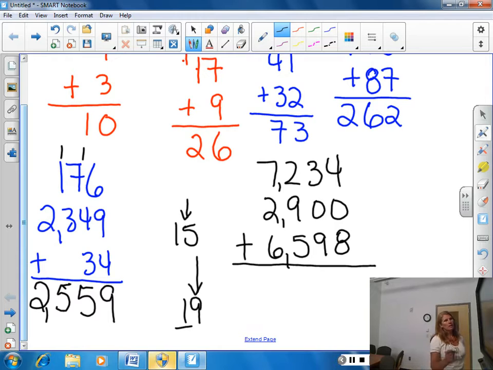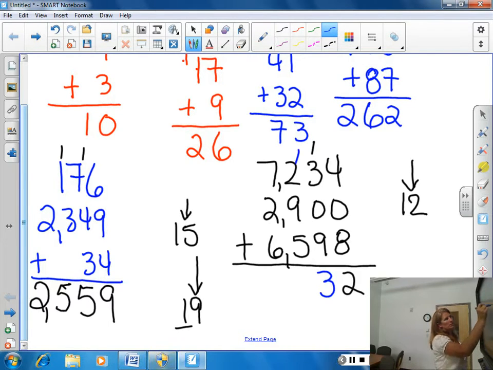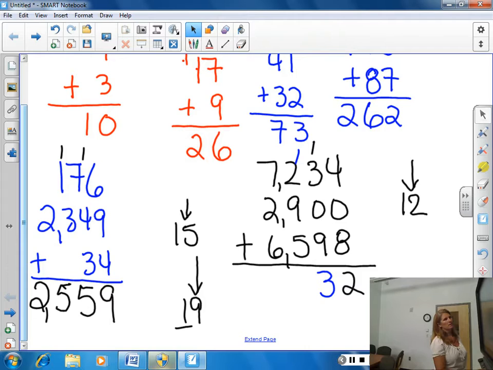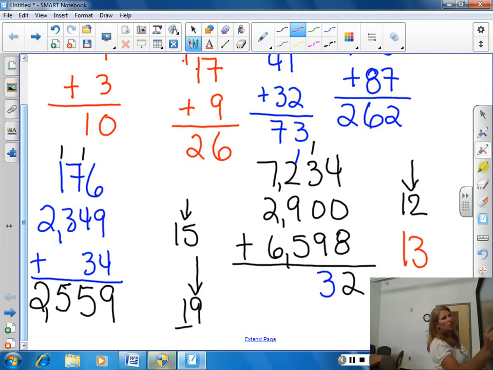So we get 8 and 4, which is 12. When you get 12, you put down the ones digit underneath, and you carry the tens, so we're carrying the 1. Then add up the next column. 9 and 3 is 12, plus that 1 you carried was 13, so we're carrying that. We got 13. We wrote the 3 down, and we carried the 1.